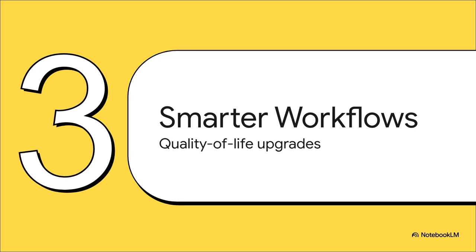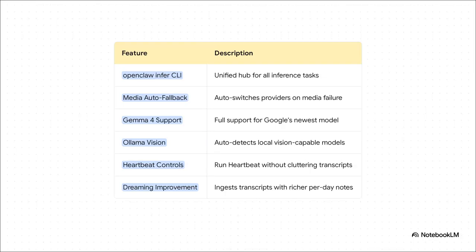So beyond those three huge headliners, this update is just jam-packed with a ton of really thoughtful quality of life improvements. These are the smaller changes that all add up to make your daily workflows so much smarter and just plain simpler. This slide gives a great overview of those smaller gems. If you live in the command line, there's a new unified OpenClaw infer tool. For more resilience, media generation gets an auto fallback feature. For all you AI model fans, you now get full support for Google's Gemma 4 and auto detection for your local models through Ollama. And for just cleaning up your workflows, the heartbeat monitoring tool can now run silently in the background, and the dreaming process for data synthesis gets richer notes. It's all good stuff.